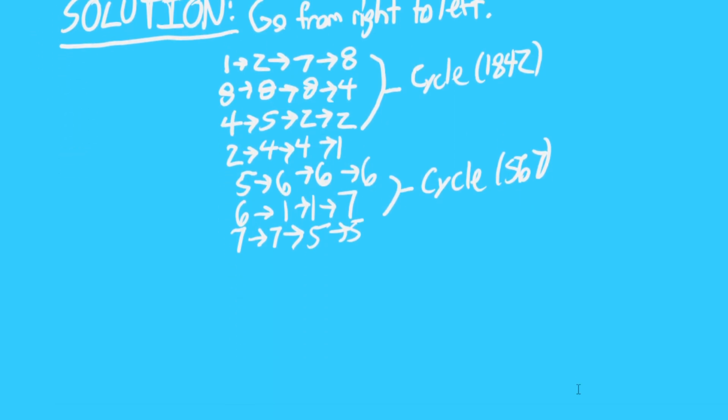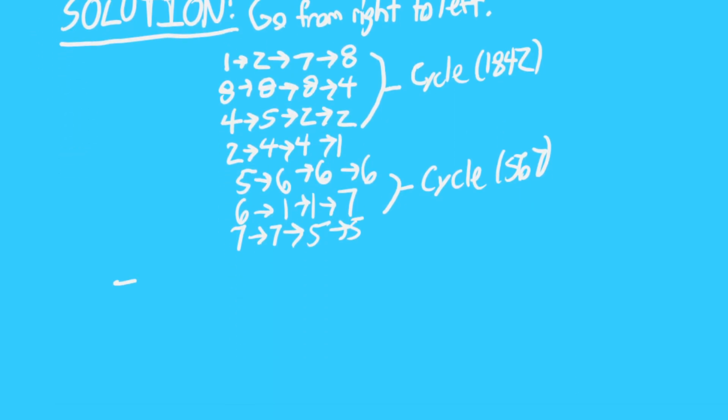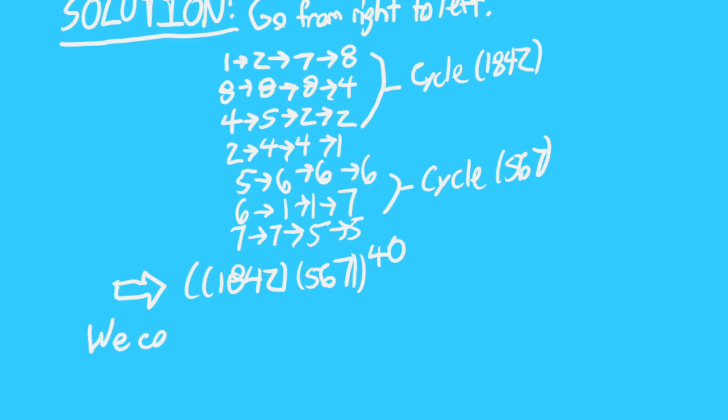So we can rewrite this as 1, 8, 4, 2, and 5, 6, 7 raised to the 40th. Now we can simplify this even further, and we can do that by using modulos.